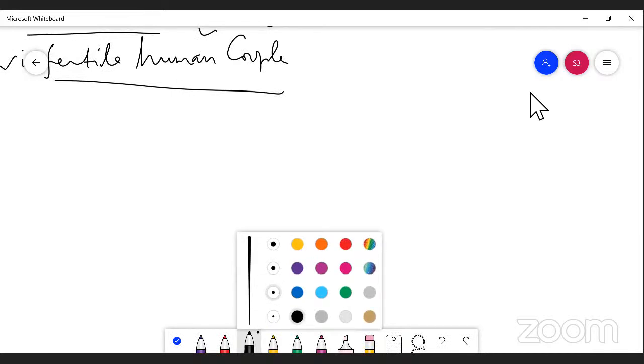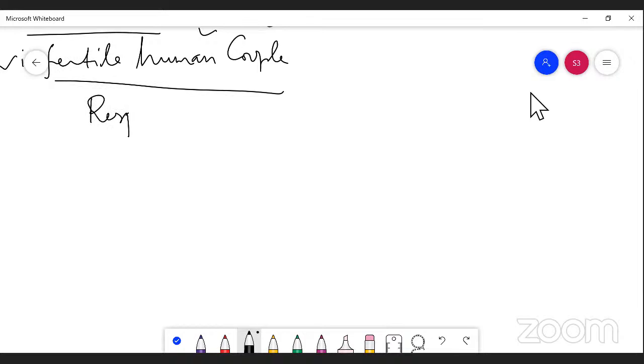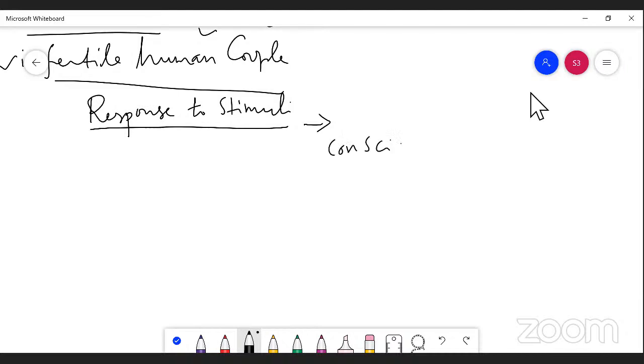And then, response to stimuli. The response to stimuli: the sense that an organism has of the environmental conditions is called consciousness. The senses of the environmental conditions.